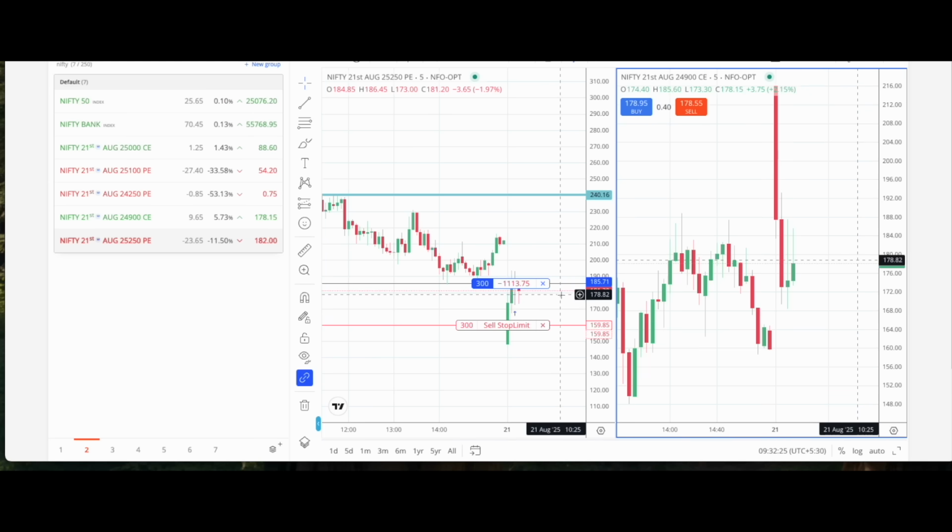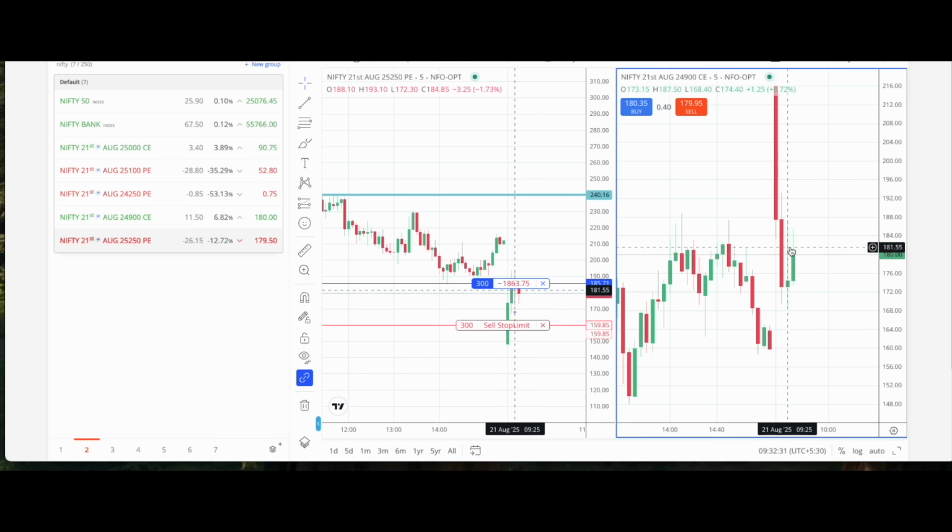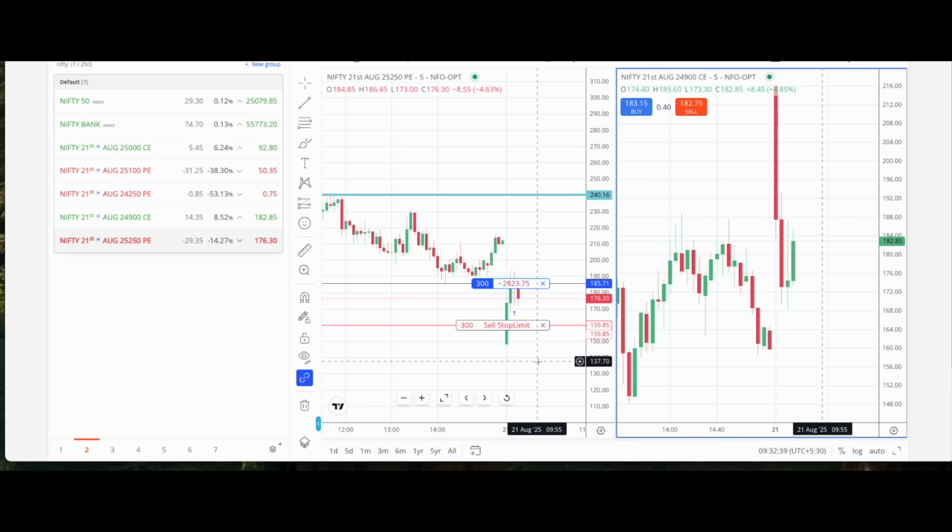I executed this order somewhere around 9:27, 9:28. Call option is now going above 180. Put option is trading at somewhat similar to 178. Like this, we will come across volatile situations also.